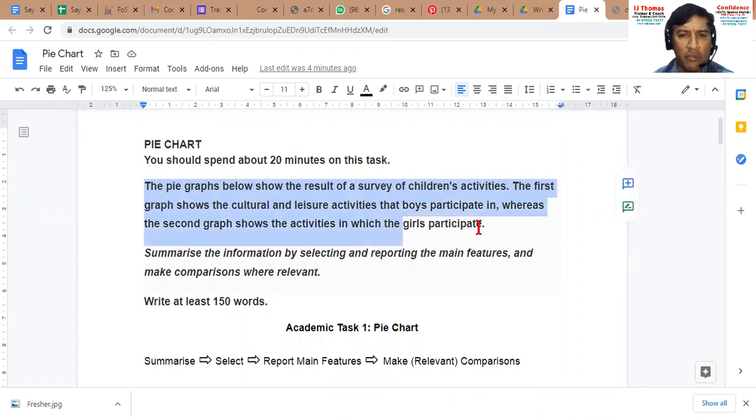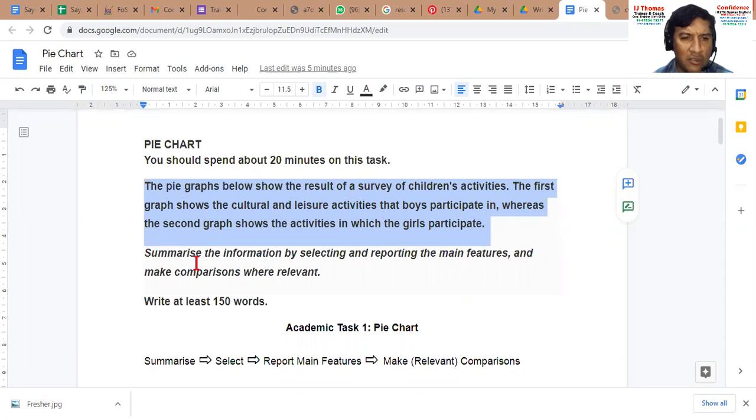One quick tip: if you want to improve your language fluency, read the sentences aloud. It will help you to grow in your fluency. The pie graphs shown below show the results of a survey of children's activities. The first graph shows the cultural and leisure activities that boys participate in, whereas the second graph shows the activities in which the girls participate.